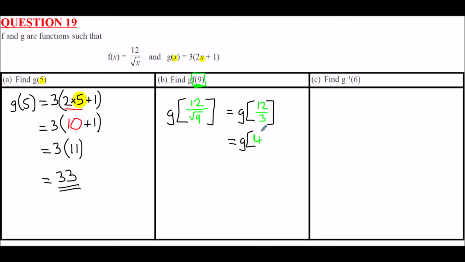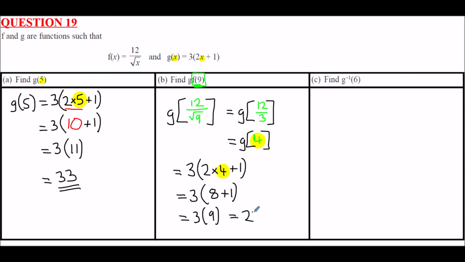It then becomes very much like part A. So rather than g of 5, we're now going to work out g of 4. So it's now 3 lots of 2 times 4, because now it's not g of 5, it's g of 4, plus 1. And again, using the same idea of BIDMAS, we're going to do brackets first and the multiplication in those brackets first. 2 times 4 is 8. We'll add 1 next. 8 plus 1 is 9. So we've got 3 times 9, which of course is 27.